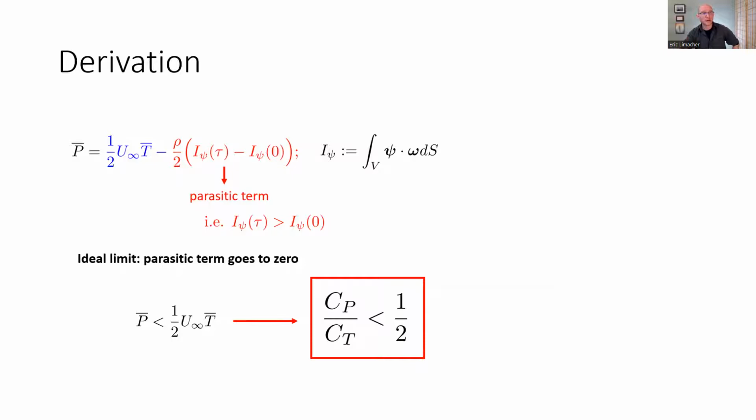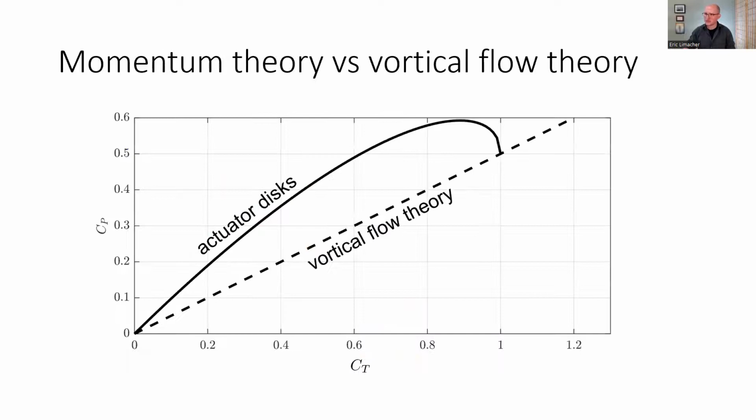And if we put it in normalized form in the conventional definitions of power and thrust coefficients, the newly hypothesized limit here is a ratio between the power and thrust coefficients, and we expect that to always be less than 1/2. So this is not directly comparable to the Betz-Jakosky limit. It's a limit of a different nature, essentially.